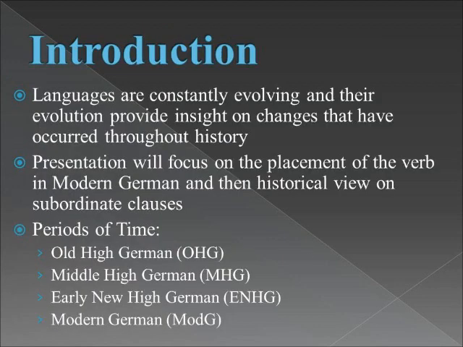So just a brief introduction. Languages are constantly evolving, and from this evolution we're able to see the changes that have manifested with the language. So the presentation will focus on the placement of the verb not only in modern German, but I'm going to be providing a historical view not only on subordinate clauses, but also examples of where this verb or these verbs appeared throughout the history of German. So the different periods of time that I'll be focusing on today: Old High German, Middle High German, Early New High German, and of course modern German.